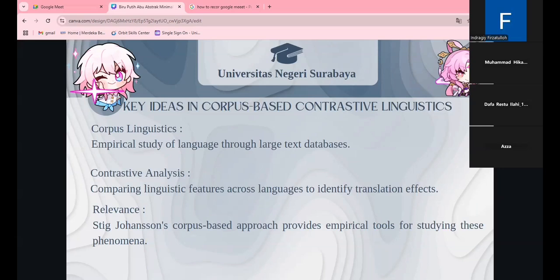Johansson introduced a bidirectional model that combines translation corpora, text translated between two languages, and comparable corpora, text written independently in each language, to analyze cross-linguistic correspondence. This approach has been instrumental in identifying how dialects and sociolects are represented in translation. Next.